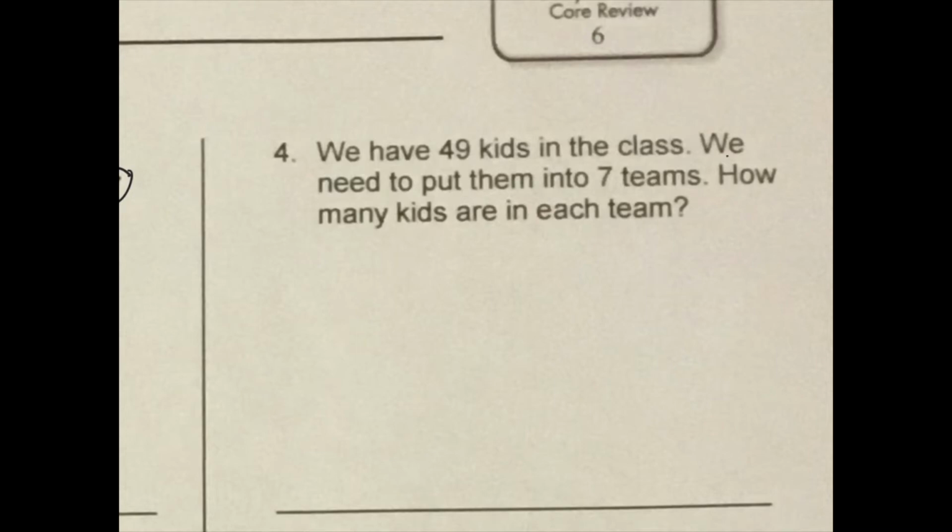Okay, bracket your question. Underline important info, code and label hints. 49 kids, that's our total number of kids in the class. So I know the total. That means I'm either dividing or subtracting. I have to figure out which one. Let's see, we're putting them into 7 teams. Groups and teams are like the same thing. We can say we're putting them into 7 teams or 7 groups. So this is groups. So I know if it's groups, it can't be subtraction. It has to be division. So I'm going to put a division symbol off to the side here so I know that I have to divide.